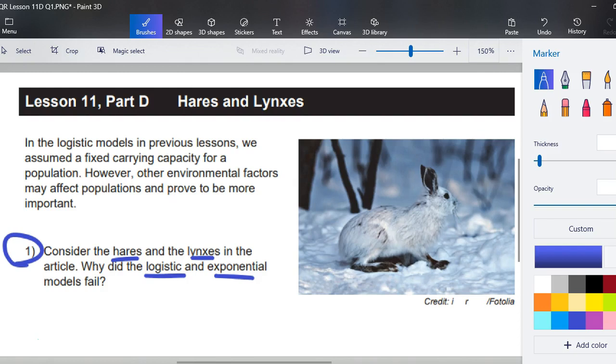A possible answer on question 1 could be that the population oscillates and therefore does not match an exponential or logistic model. The model fails because of the effects of predation, something that is not reflected in either of those models.